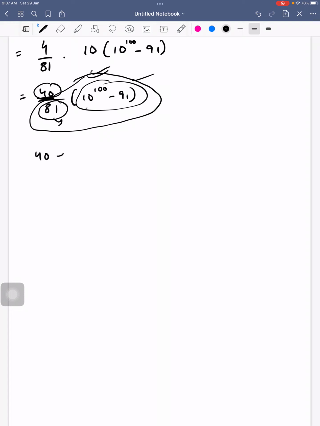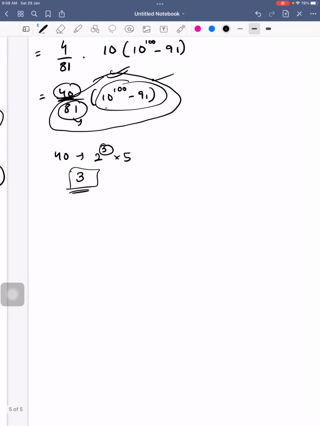Now 40 has a highest power of 2 being 2 power 3, 2 power 3 times 5. So the highest power of 2 in this equation is 3. Now this is the hard way. The easier way can be done like so.